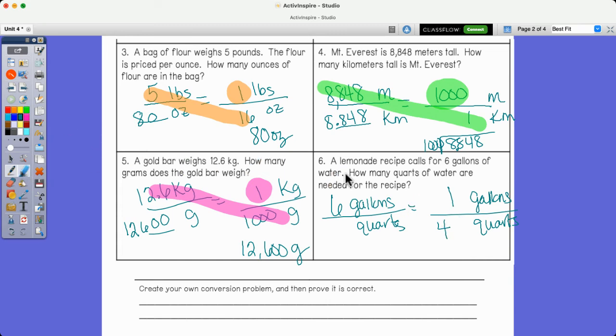How are we going to solve this? We're going to multiply, then divide. 6 times 4 is 24. Divided by 1 is still 24. I need 24 quarts.